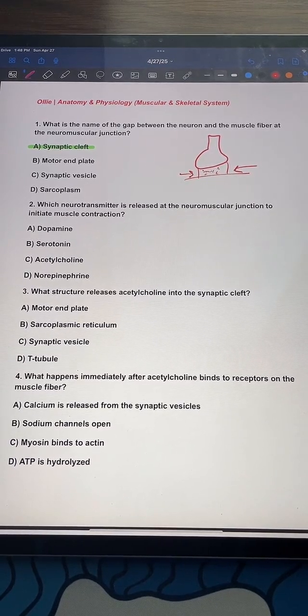Number 2, which neurotransmitter is released at the neuromuscular junction to initiate muscle contraction? I kind of just accidentally answered that one. I'll give you a second to answer.